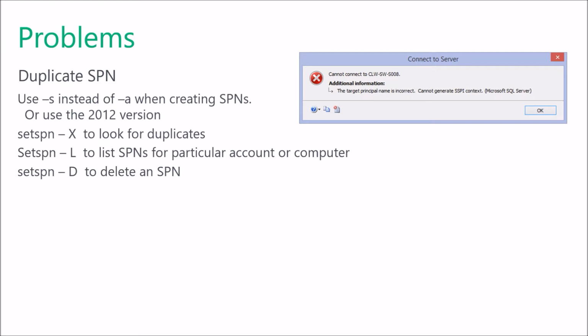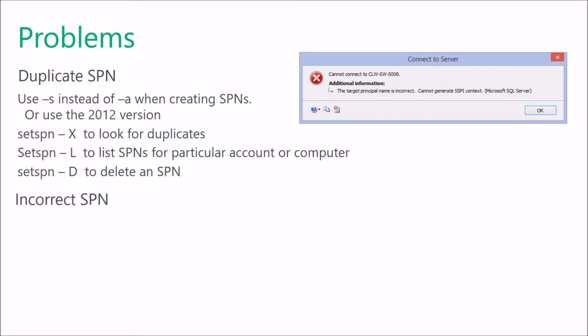Microsoft has helped here. In setspn, originally you used the -A option to create an SPN, and this didn't check for duplicates. Microsoft added the -S option, which does check for a duplicate before it creates the SPN, and now in the latest versions of setspn, the -A option also checks, so now it's very difficult to create a duplicate SPN. You can use the -X option to look for duplicates across the whole domain. You can use the -L option to list SPNs for a particular account or computer. And then you can delete the offending SPNs with the -D option.